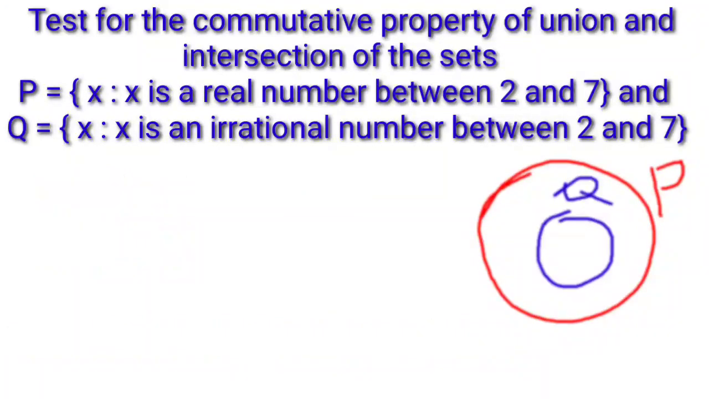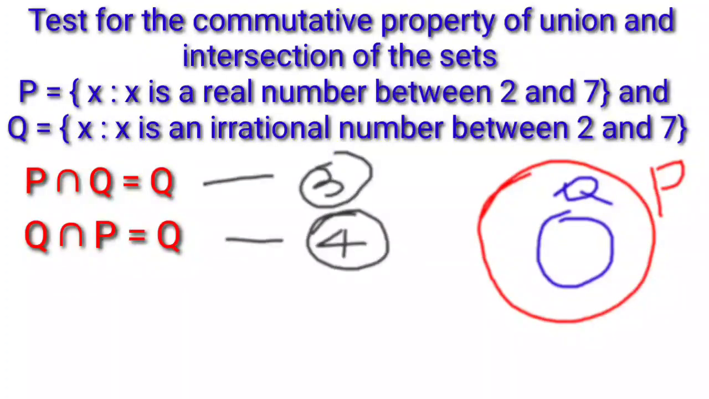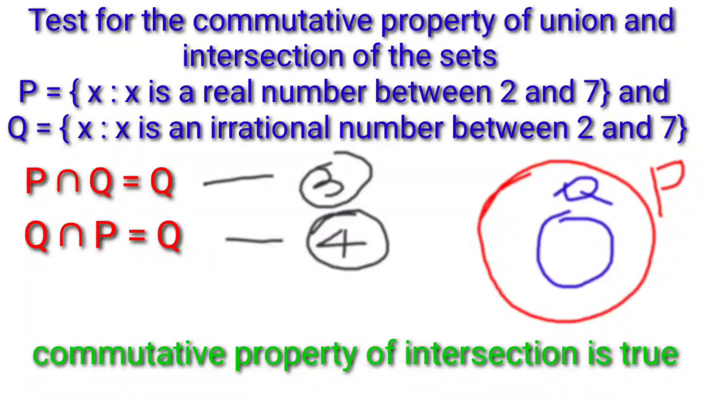Next, for the intersection of sets, you have to find P intersection Q. Here P intersection Q is equal to Q, and Q intersection P is also Q. So from equations 3 and 4, we prove that the commutative property of intersection of sets is also true.